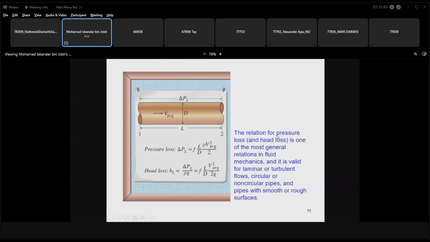The relation for pressure loss and head loss is one of the most general relations in fluid mechanics, and is valid for laminar and turbulent flow, like I told you. These equations for the pressure loss as well as the head loss are applicable for both laminar as well as turbulent flows, circular or non-circular pipes, and pipes with smooth or rough surfaces. So you can use these regardless of whether it's circular or non-circular, smooth or rough. That's the good thing about this. You can use these two equations to work out the pressure loss as well as the head loss.